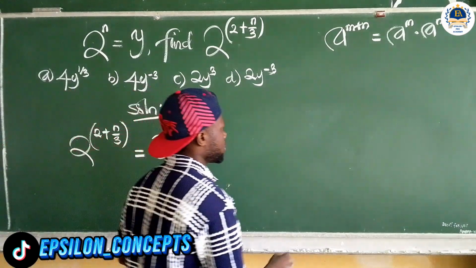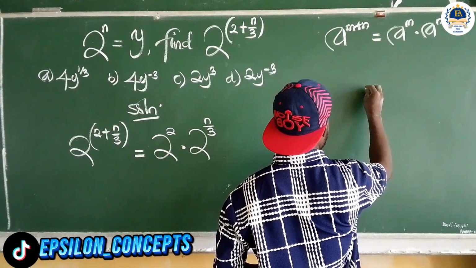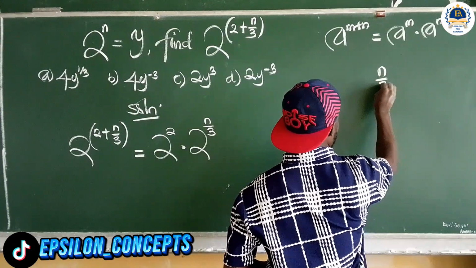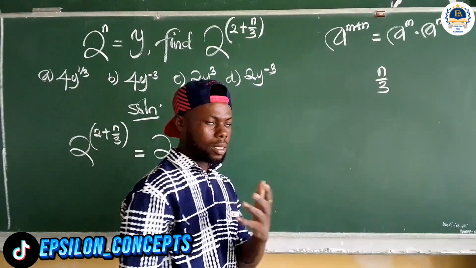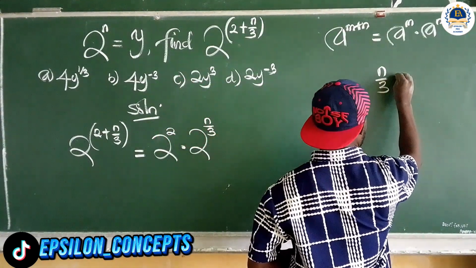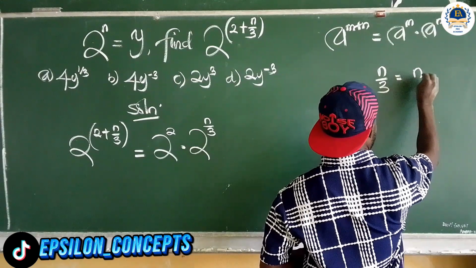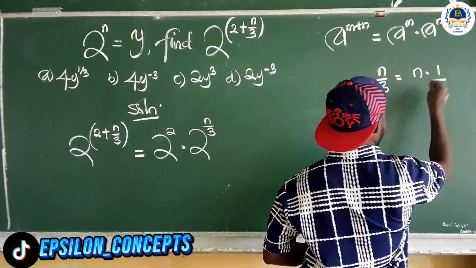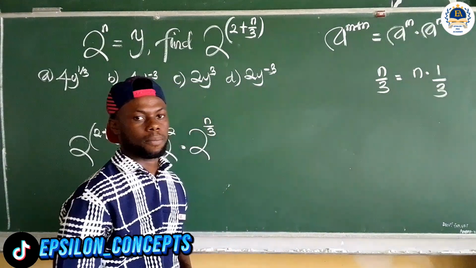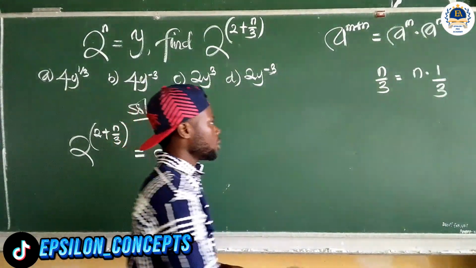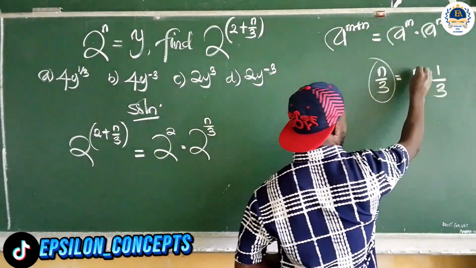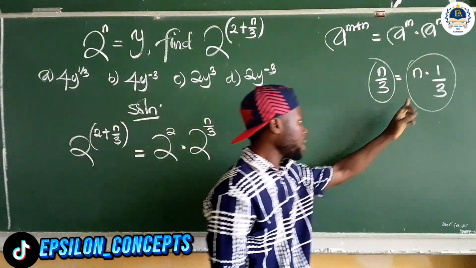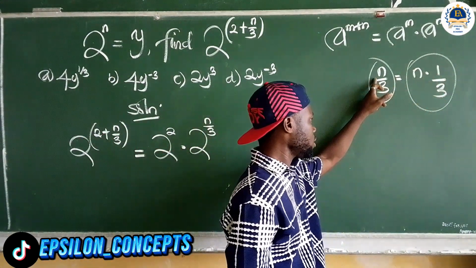Take note of this, that if we have n over 3, this could also be written as n times 1 over 3. They are the same. This and this are basically the same. If you multiply n by 1, we have n over 3.